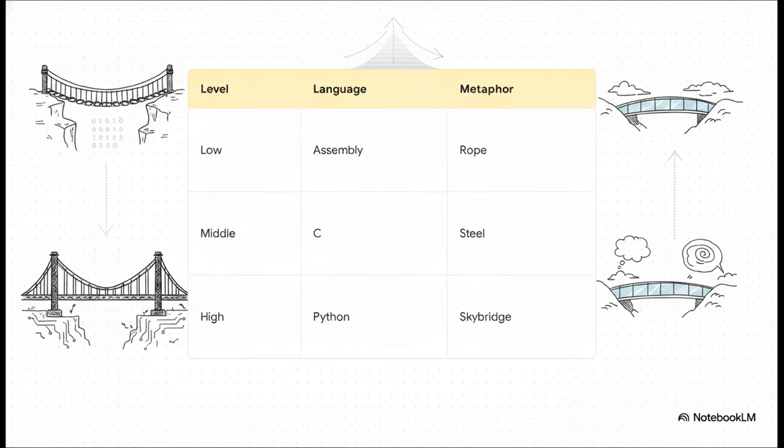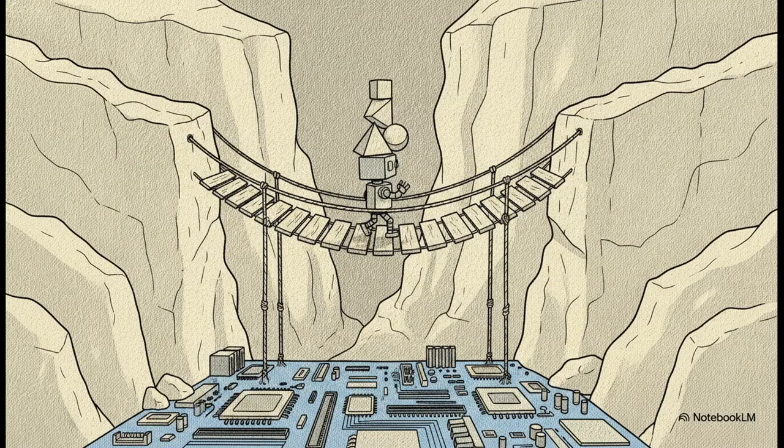As we move from low to high, the languages become way less like the computer's binary and much, much closer to our human language. To make this super easy to grasp, we're going to compare them to a rope bridge, a steel bridge, and a futuristic sky bridge. Let's look a little closer at the first one. First up, low-level languages. Think of this as a terrifying swing rope bridge. It's directly connected to the raw hardware way down on the canyon floor.